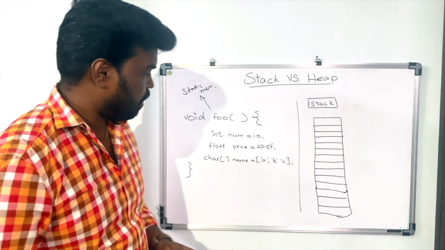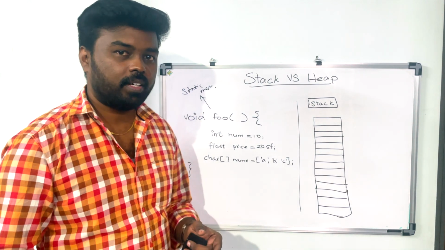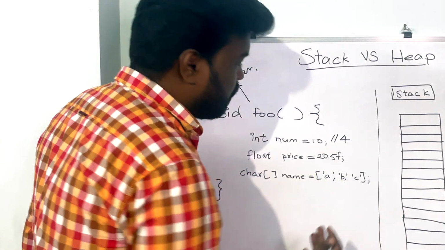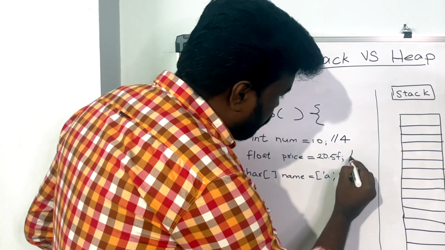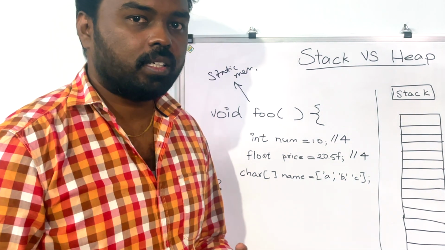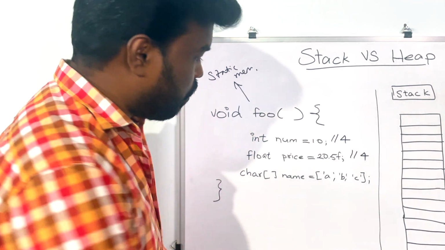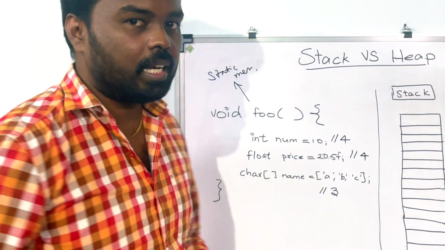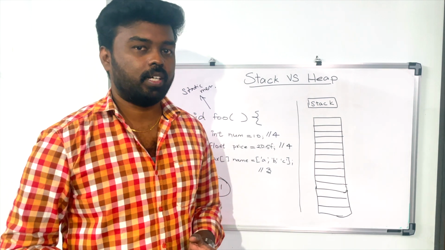So let's try to calculate. Let's take the first variable, which is of data type integer, and we know how much space is required for a typical integer variable. It is 4 bytes. Now the next variable is float, and float also takes 4 bytes of data. The third variable is the character array. Each character weighs 1 byte, and we have 3 items in the character array, so this needs 3 bytes of data. Totally, this function needs 11 bytes of data for the execution. It needs to allocate 11 bytes of data in the stack.